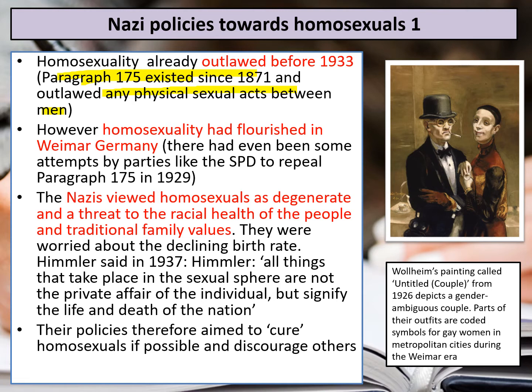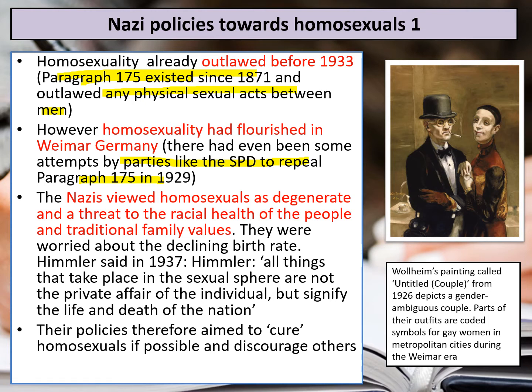Now, in Weimar Germany, there had even been some attempts by parties like the SPD to try and repeal and get rid of Paragraph 175. The last attempt that they made was in 1929, but the Nazis ended up, along with other groups, blocking that act. So the Nazis, obviously their policies towards the homosexuals were awful.